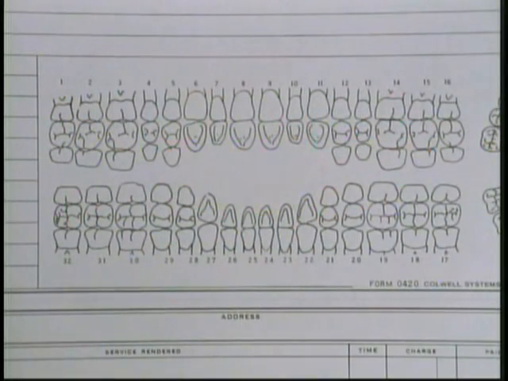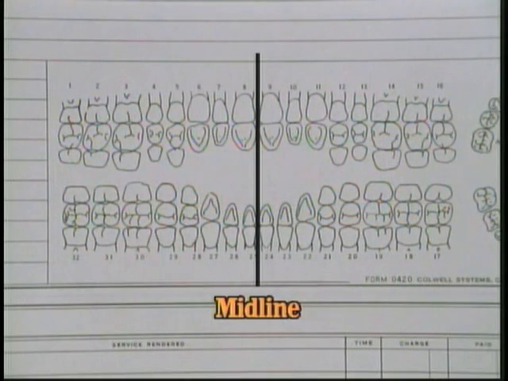Let's review the tooth surfaces on the chart to understand charting. The midline is the line drawn between the intersection of teeth 8 and 9 and teeth 24 and 25. This usually represents the middle of the body.